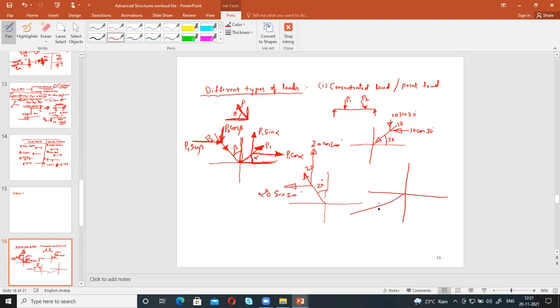Yes, I will give like this. 40. Instead of giving the angle, I will give the slope. Please try. This is 1, 2. I have given the slope.